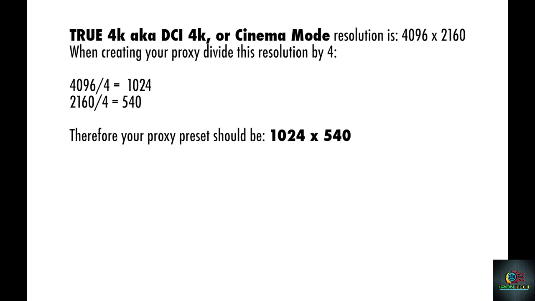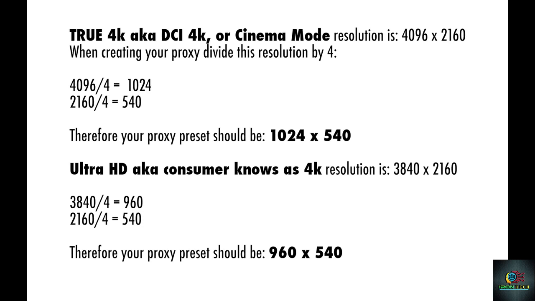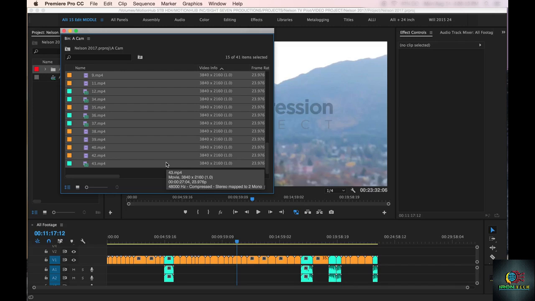For this particular project that we're working on, we used a camera that shoots in Ultra HD, which is what the consumer world knows as 4K. If you are shooting in this resolution, then your proxy resolution should be a multiple of 3840 by 2160. So we are going to stick with creating a preset that is a multiple of that, which is 960 by 540. If you're working with footage that's 6K or above, then you're going to want to create your own preset.